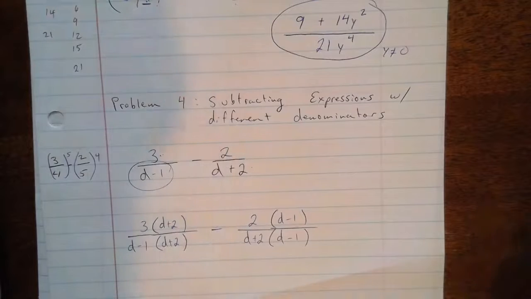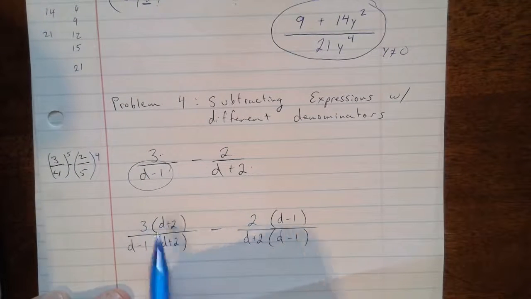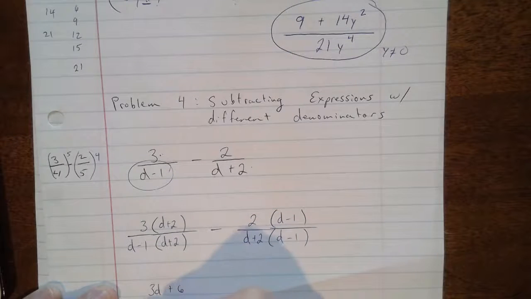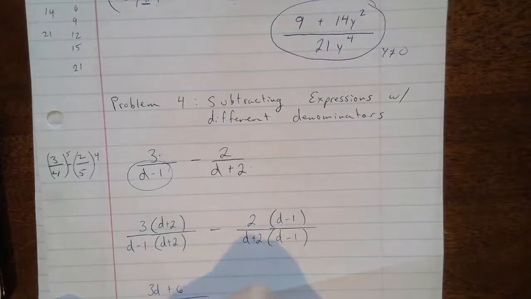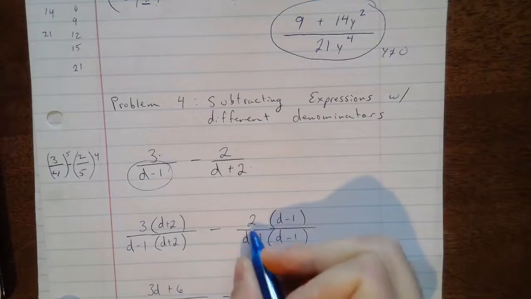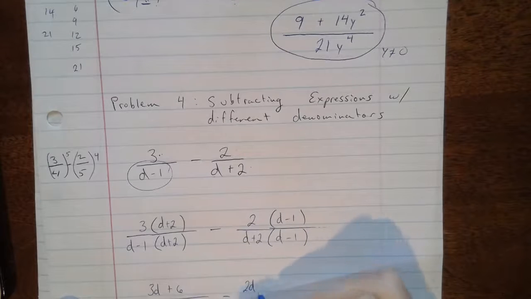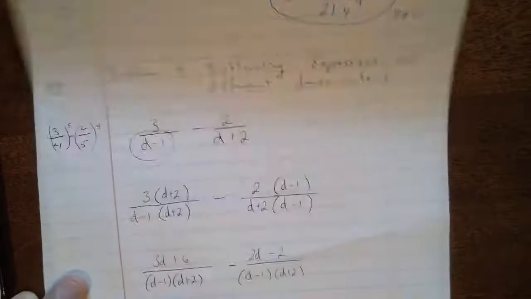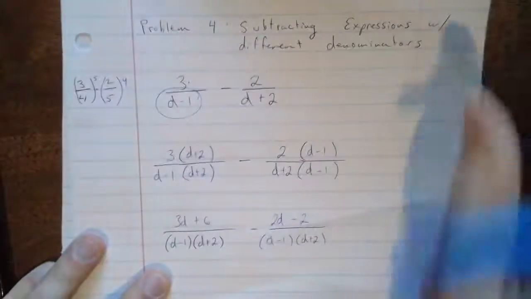Now, what results looks complex, but we get 3 times d, that's 3d. 3 times 2 is plus 6, over the binomials d minus 1, d plus 2, subtracted by 2 times d, which is 2d, 2 times 1 is minus 2, over the exact same binomial. I'm actually just going to reorder these, d minus 1 and d plus 2, because these are technically common denominators. Oh, realizing I'm off here, sorry about that.